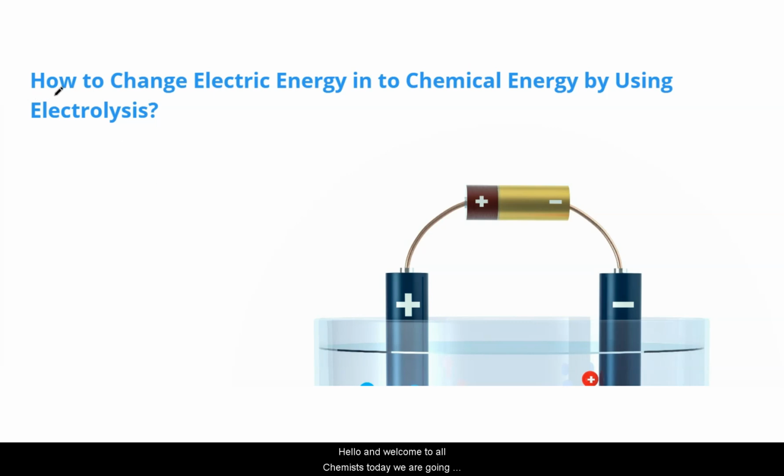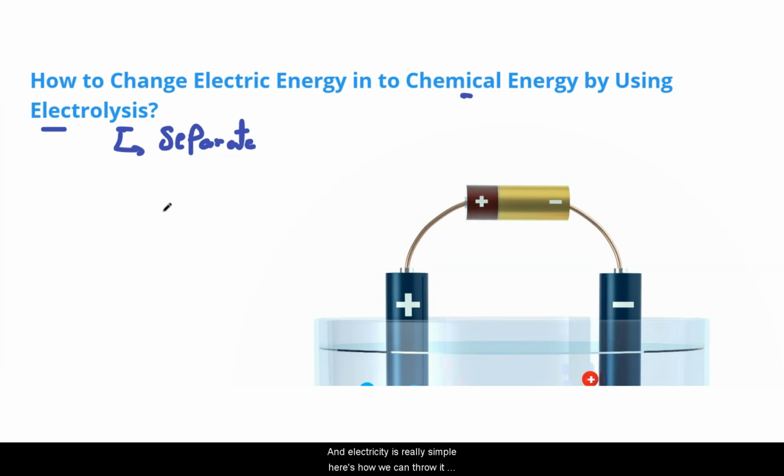Today we are going to learn how to change electric energy into chemical energy by using electrolysis. The term electrolysis is divided into two sections: electro, which means electricity, and lysis, which means separate or break down. So the whole word means to separate or break down chemical compounds by using electricity.